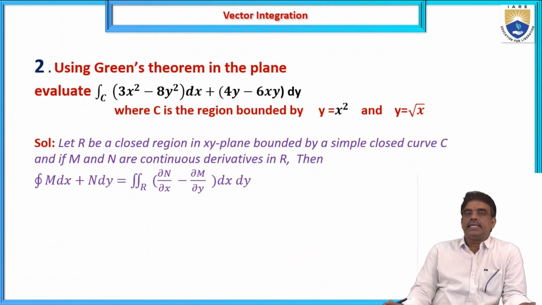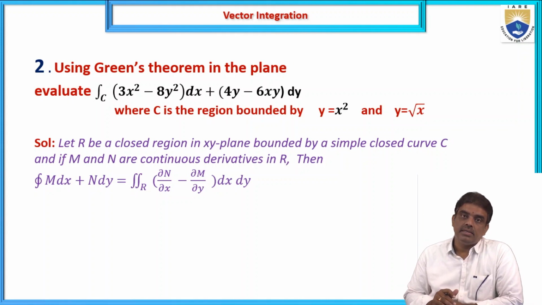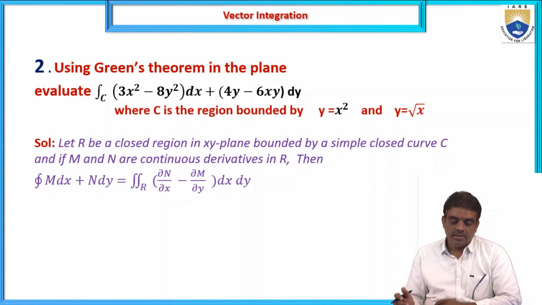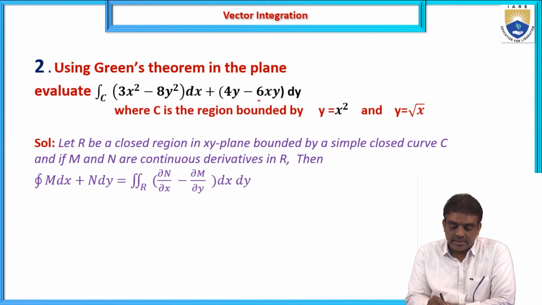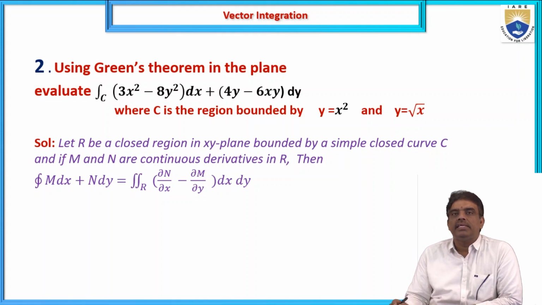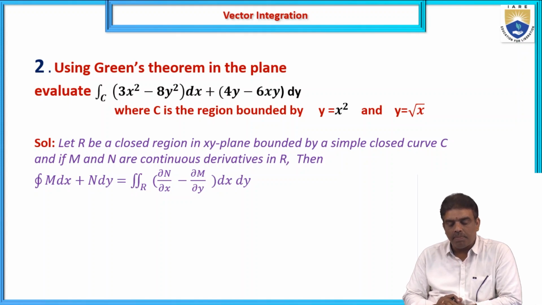Now see the second problem. Using Green's theorem, evaluate the integral over C of 3x square minus 8y square dx plus 4y minus 6xy dy, where C is the region bounded by y is equal to x square and y is equal to root x. So it is the only application problem. It is not the verification problem.